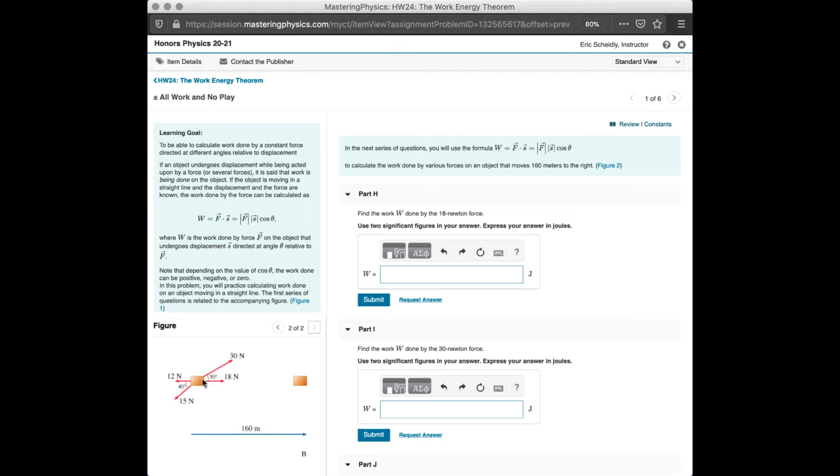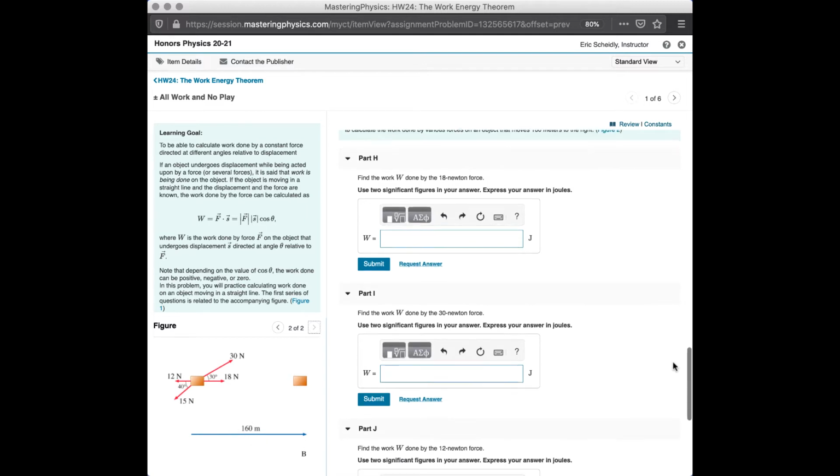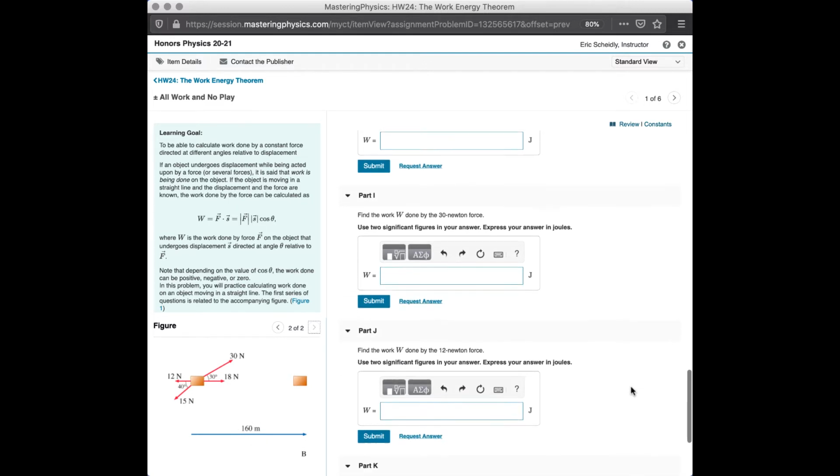I know that I'm using cosine to find that horizontal component because that component is the component that is adjacent to the angle, and I always use cosine to find the adjacent component. So what I have to do here is take 30 times the cosine of 30 and multiply by the displacement 160 to get the work done by the 30 Newton force.